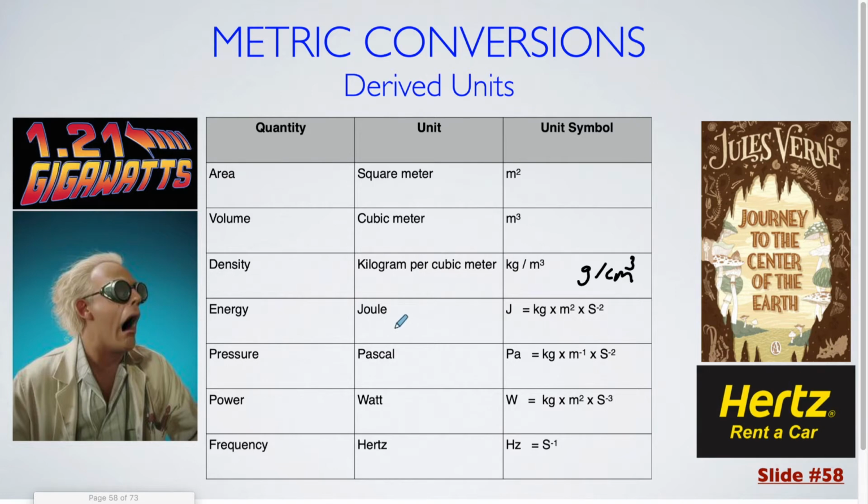For energy, we have joules, which is actually made up of kilograms times meters squared times the inverse of s to the negative second power, s meaning seconds. Pressure is in pascals, which is Pa, which involves kilograms, meters, and seconds. And then power is in watts, which is kilograms meters squared over s to the negative third. And frequency is in hertz. It's abbreviated Hz, but it can also be abbreviated as inverse seconds, or s to the negative first power.